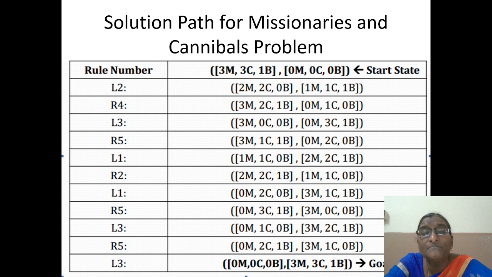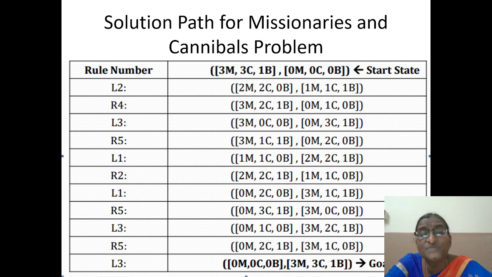So here when I am applying this rule, one cannibal is moving from the right bank to the left bank. When one cannibal is moved, 3C becomes 2C on the right, and on the left 0C becomes 1C in R5. Now I am applying rule number L1.